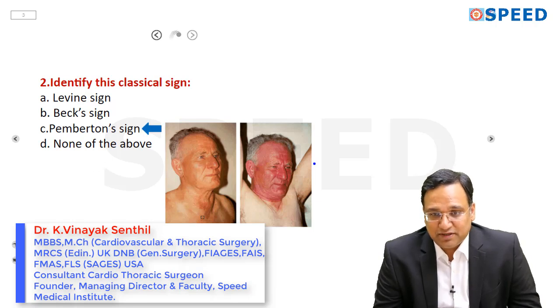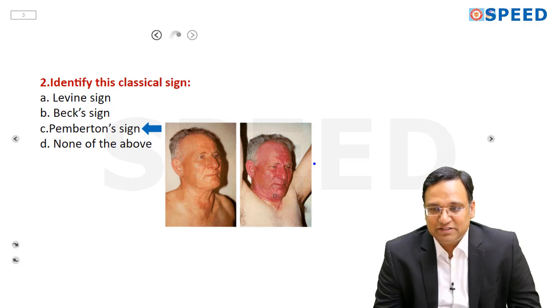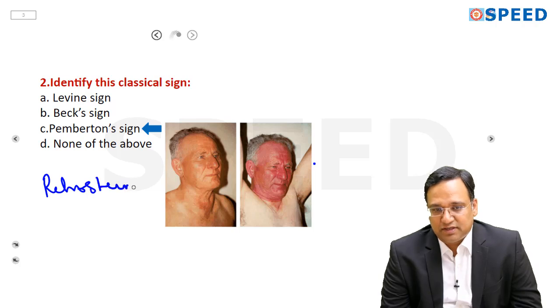See, in this picture, you don't see anything in his skin, but you can see the enlargement of the thyroid. When he raises both his hands above his head, you will be able to see the flushing of the entire face. What does it mean? This is called Pemberton sign. This is especially for retrosternal goiter.